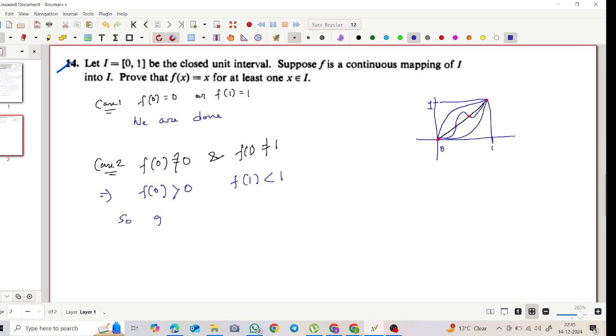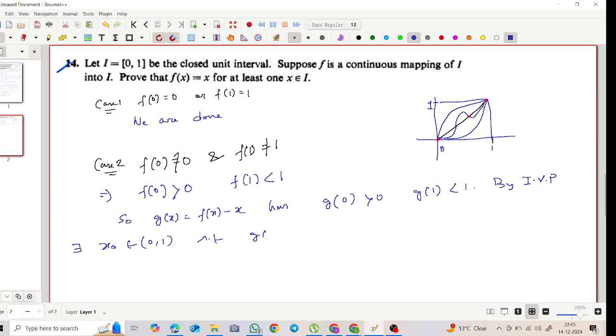So g(x) defined by f(x) minus x has g(0) positive and g(1) negative. So by the intermediate value property, there exists x naught in this interval such that g(x naught) equals f(x naught) minus x naught equals 0.